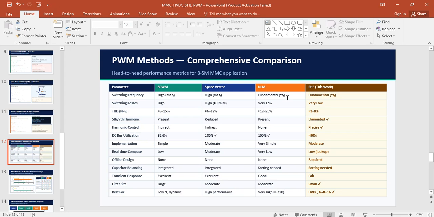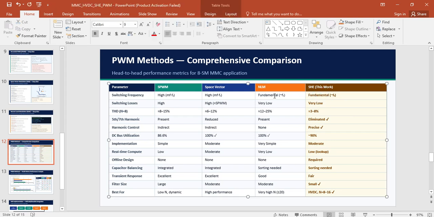And so this is the overall comparison between the different PWM methods. So we'll focus on SHE. The switching frequency is fundamental in SHE, whereas NLM is fundamental, and space vector and SPWM have high switching frequency. Switching losses are high in SPWM and space vector. NLM is very low. This is also very low.